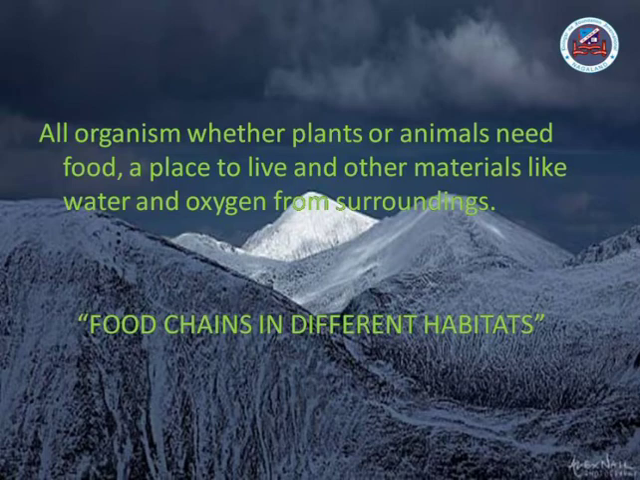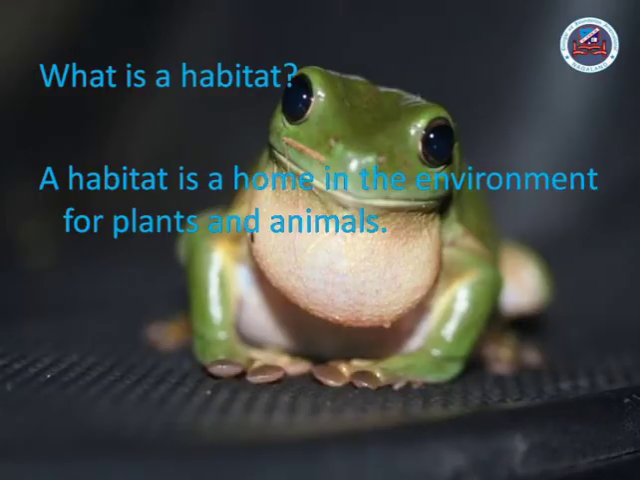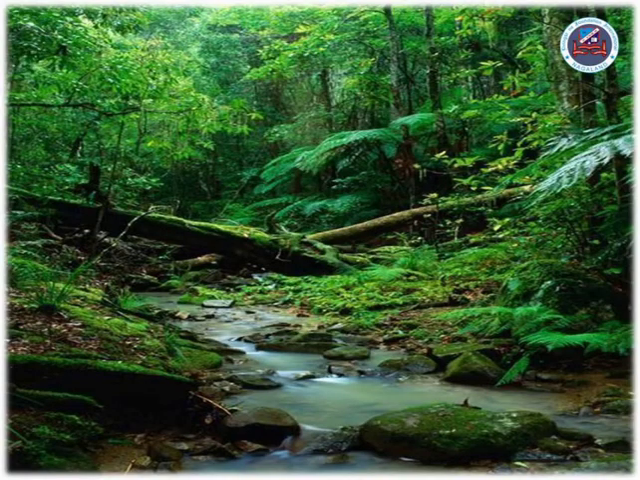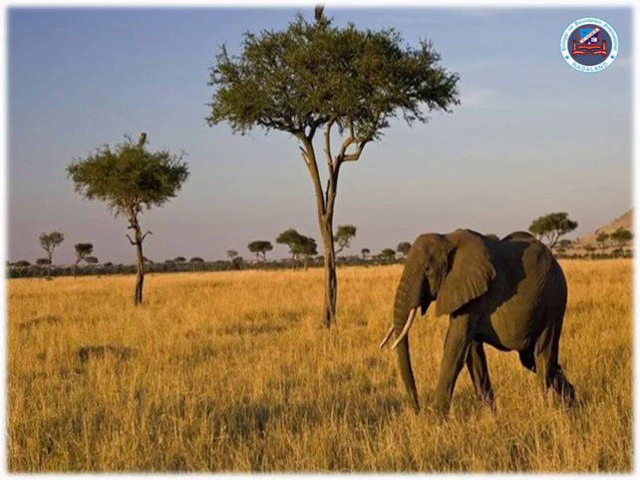But before that, let me ask you a question. What is a habitat? Well, a habitat is a home in the environment for plants and animals. There are many different habitats on the earth. In hot, wet climate, there are tropical forests. In dry climate, only a few plants grow. So we find different food chains according to the habitat.